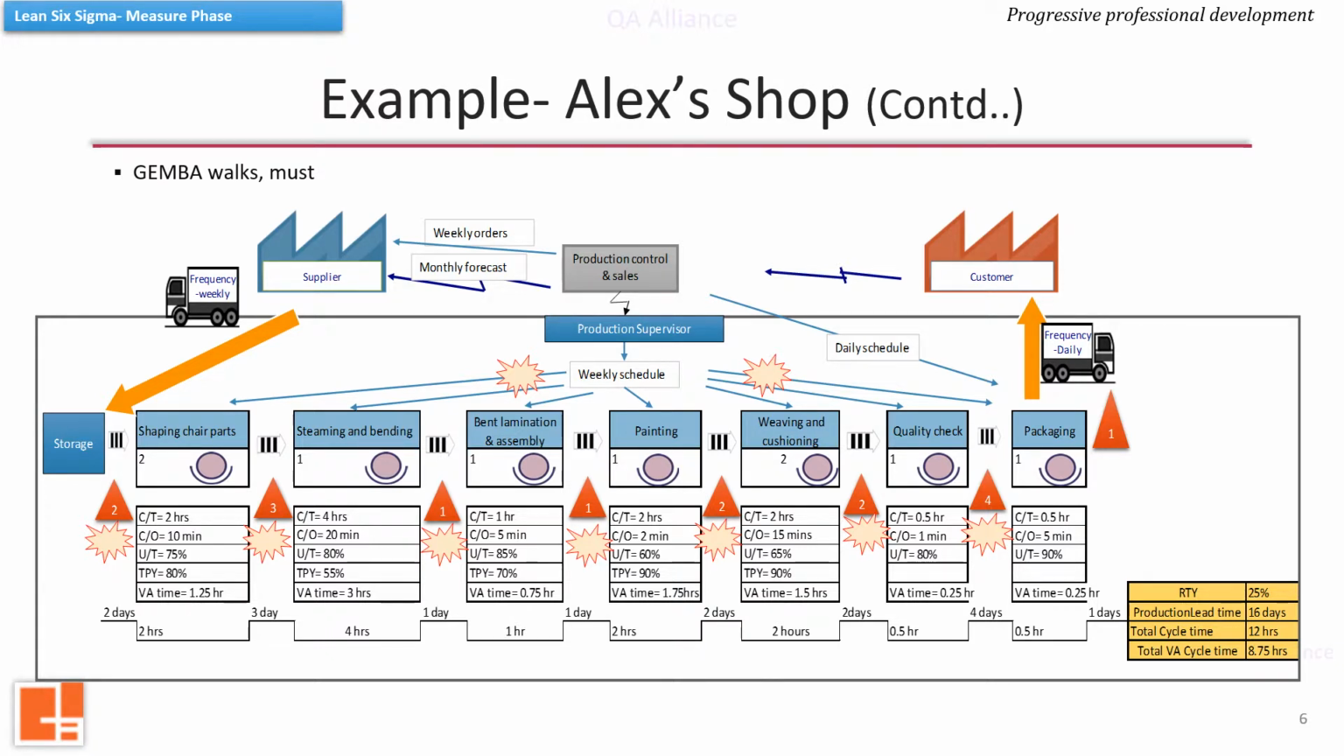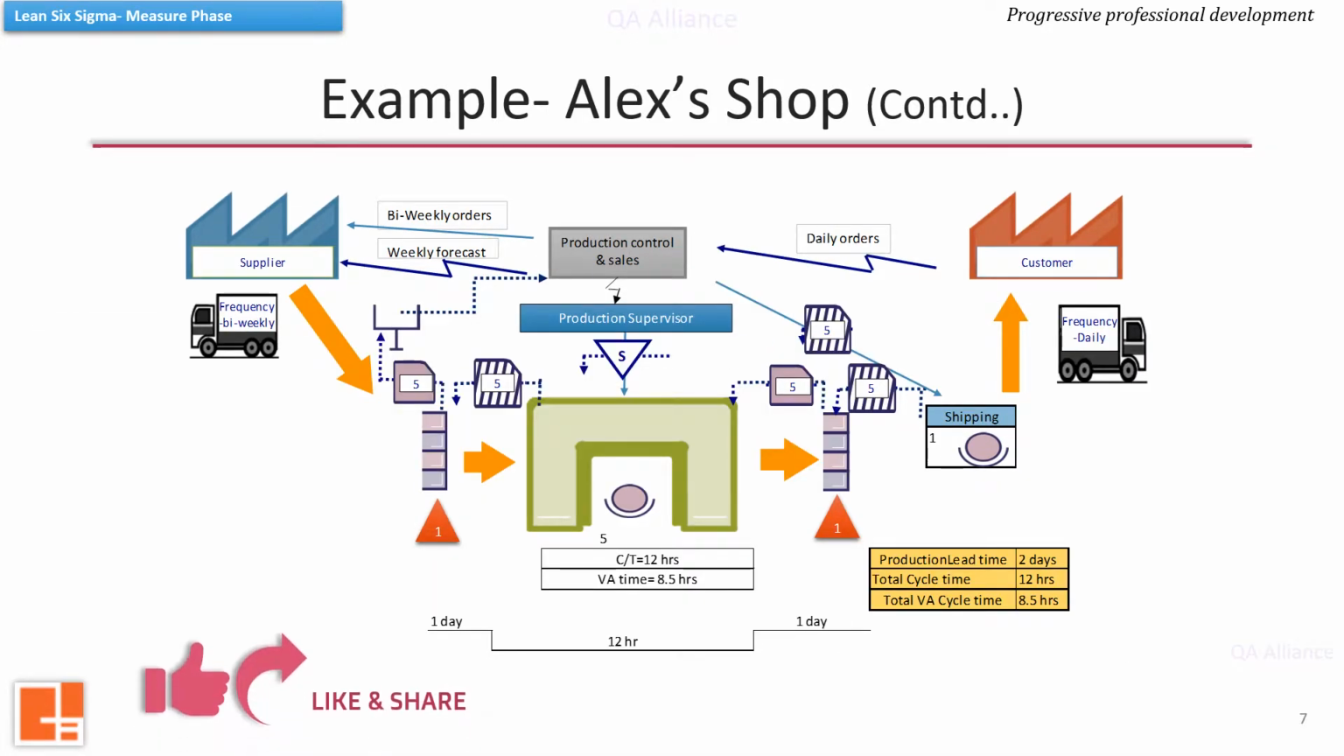After calculations, lead time comes out to be 16 days, total cycle time 12 hours, and value-added time is only 8.75 hours. We also observed that the throughput yield is only 25%. There is a huge scope of improvement here. Now, we will try to draw a future state which shall address all the gaps identified in the current value stream map. This is the future map that the team had drawn.